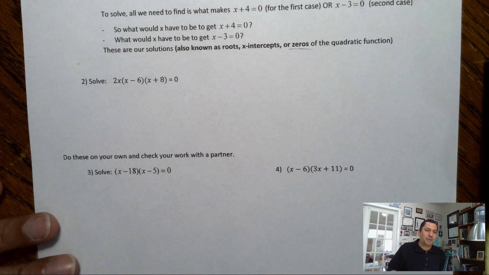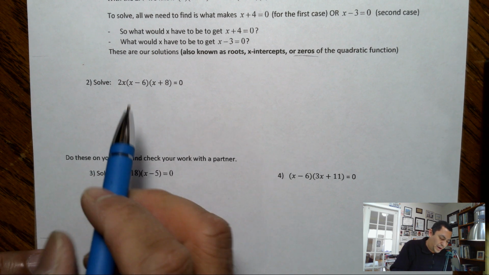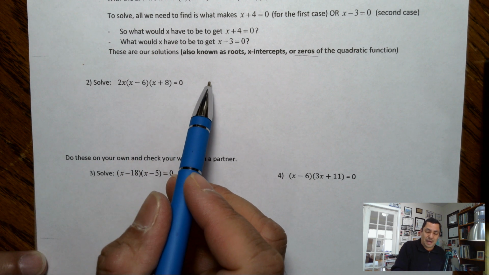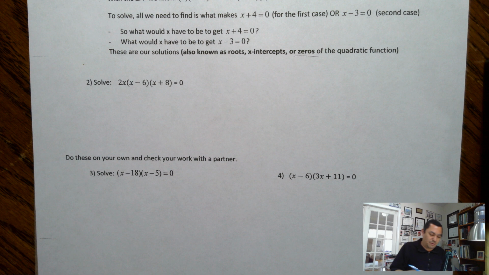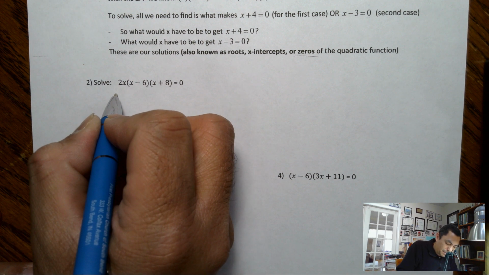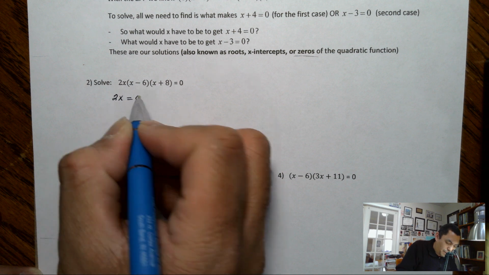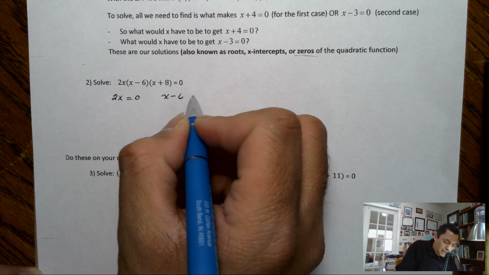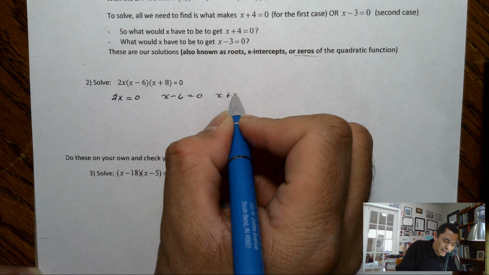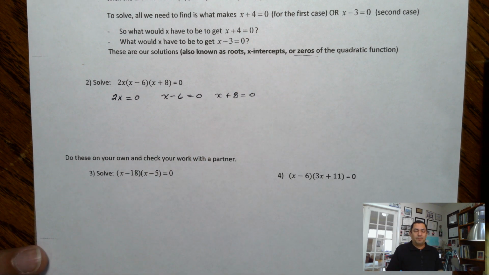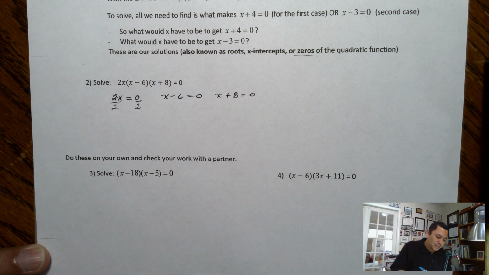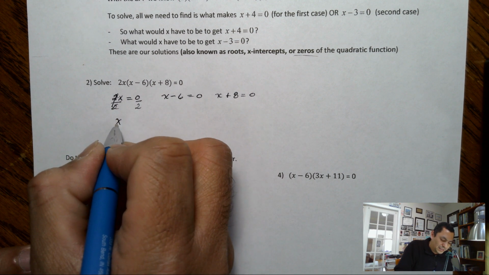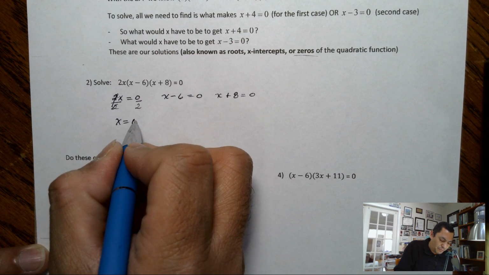The next example is: solve 2x times x minus 6 times x plus 8 equals 0. All of these factors are going to be equal to 0. Applying the zero product property, I have 2x equals 0, or x minus 6 equals 0, or x plus 8 equals 0. Now remember, we are solving for x. 2 is multiplying, so we divide both sides by 2. 2 divided by 2 is 1, so x equals 0 divided by 2, which is 0.